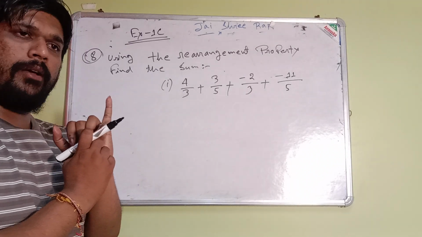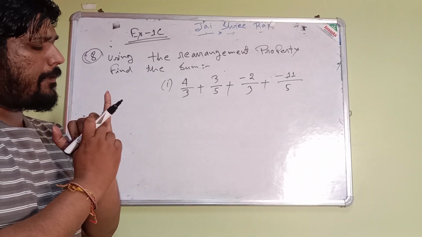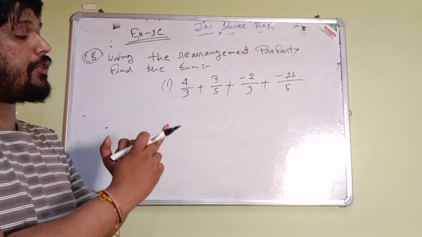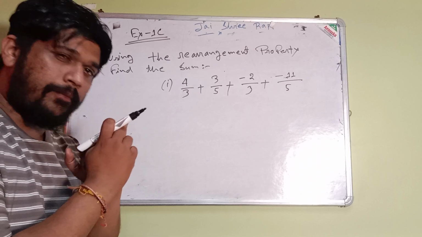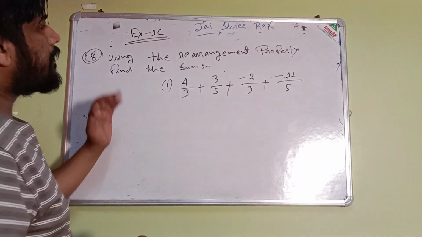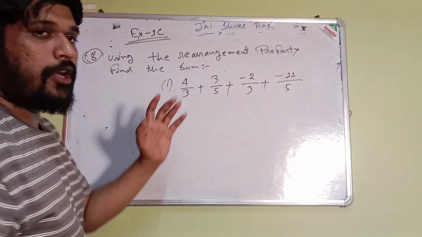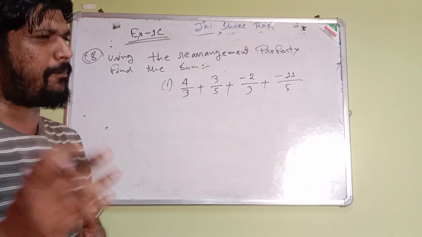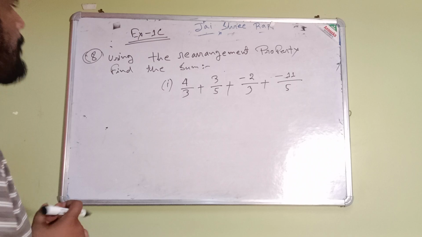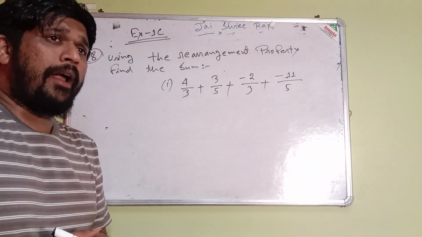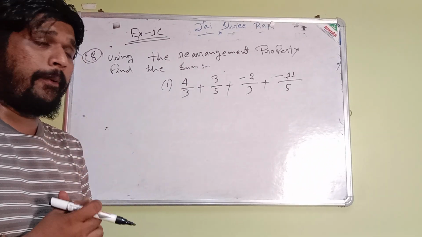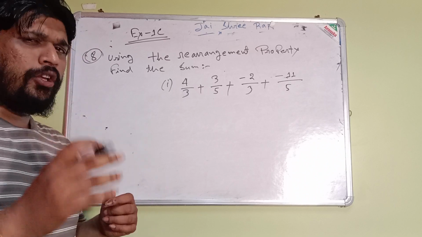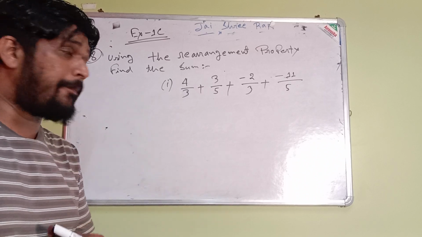We have learned about the closure property, the commutative property, the associative property of addition, and the property of zero. As per the commutative property or associative property, hope you already have knowledge about these properties. If not, then please check my previous video also. You can also get knowledge from the examples.